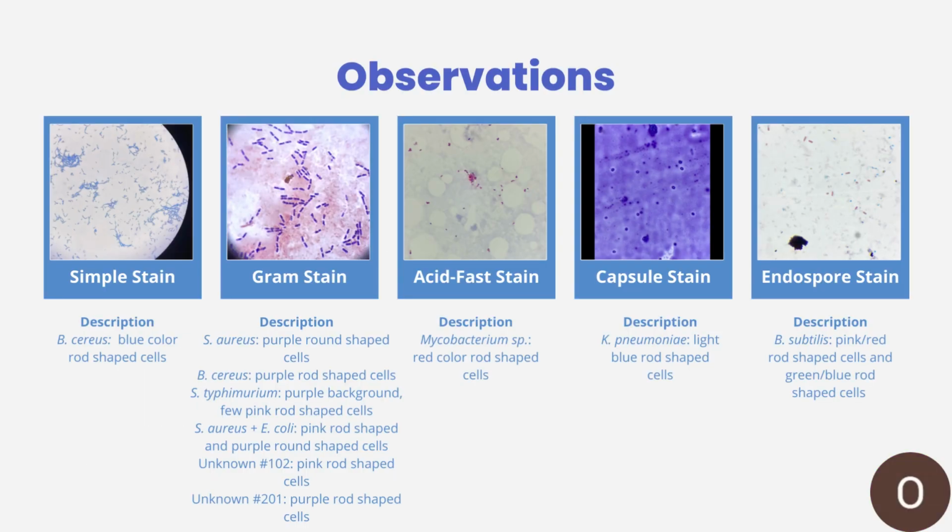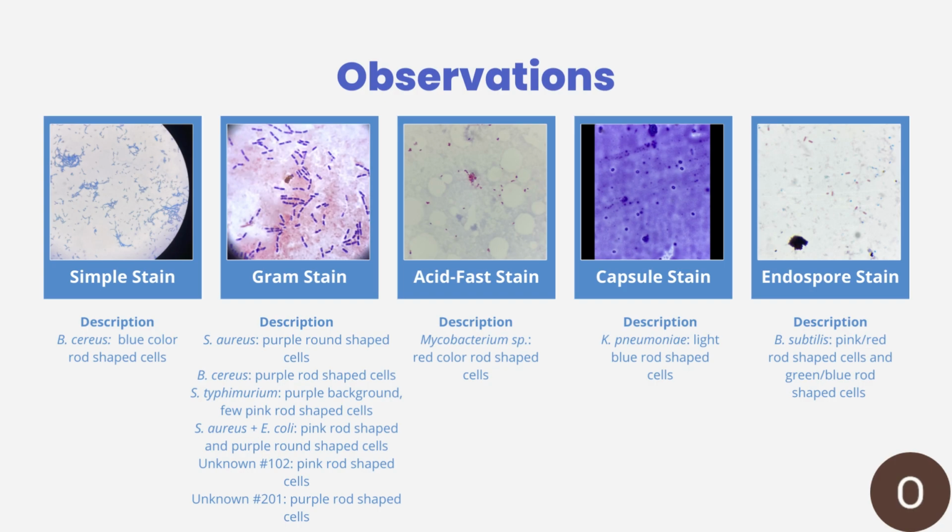These are our observations for the stains. We don't have the pictures for each of the stains. That's on the next slides for results. But for the simple stain, we observed in the B series cells, they looked blue in color and they were rod-shaped. And in the gram stain, the S. aureus cells were purple and round-shaped. The B series cells were purple rod-shaped.